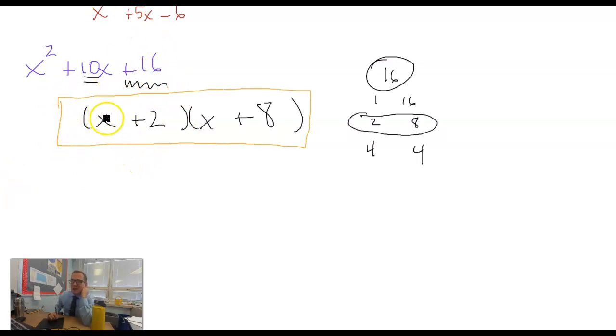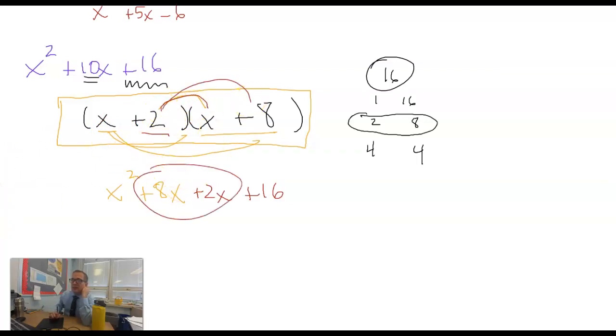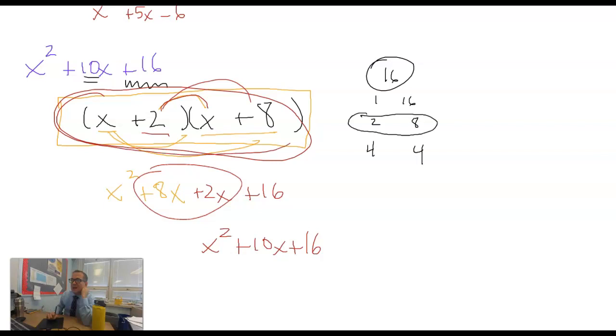If I had any doubts, I can take x times everything over here. I could take 2 times everything over here. This was x times x, times 8, 2 times x, 2 times 8, combine like terms, and we got the original problem back again. So this is the factored form of the original quadratic, and I found numbers that multiplied to make the last number, but added to make the middle number.